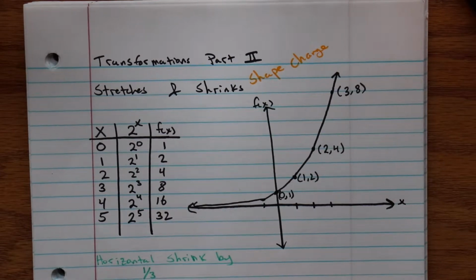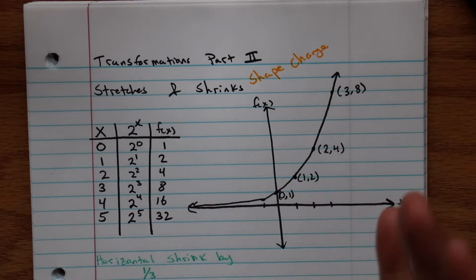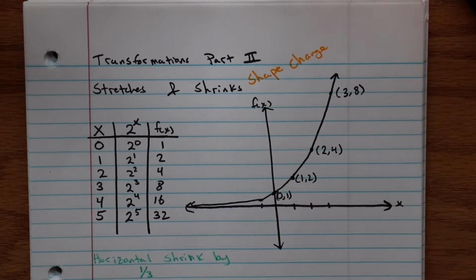We're going to do a horizontal shrink by a third. The shape of this is going to change. It'll have the general overall idea, so it'll be very similar, but it won't be congruent anymore. It wouldn't overlay exactly on itself if we just shifted it. A horizontal shrink by a third would look something like this.